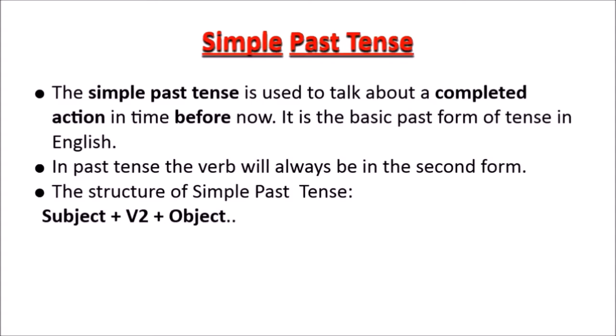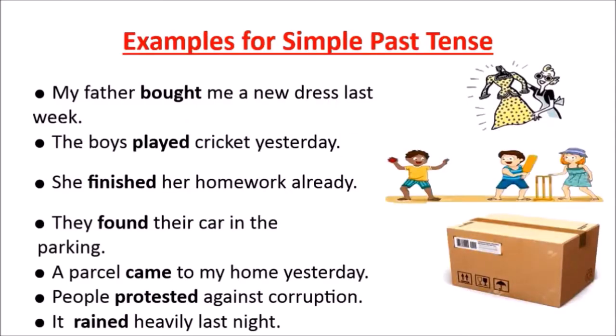The structure of simple past tense. So we have given the structure of simple past tense. Look at the structure there: subject plus verb two plus object. So this is the structure or formula for simple past tense. Understand? Okay class, now we are moving on to the examples for simple past tense. I have given a list of sentences with pictures. Let's learn simple past tense.